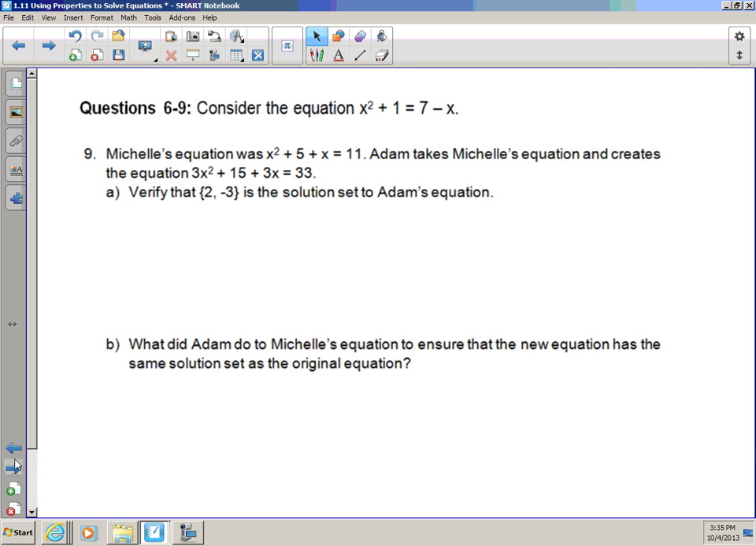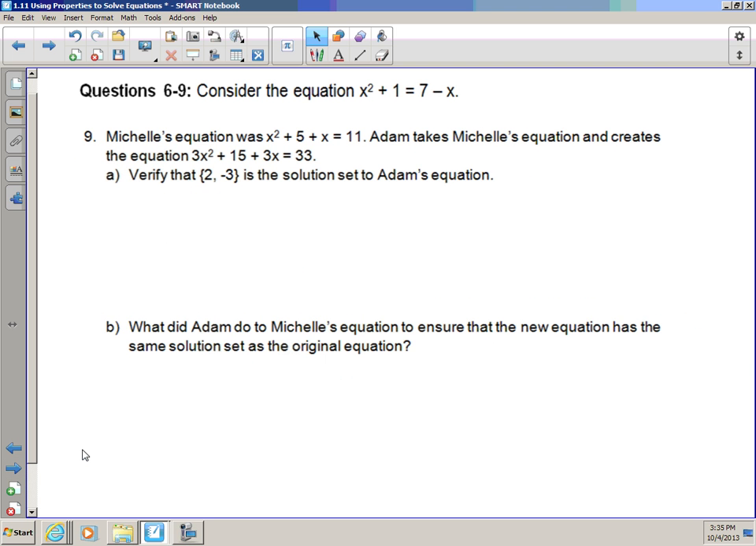Now, we go back to that original equation, and Adam takes Michelle's and adjusts it. Again, I substitute in the 2.